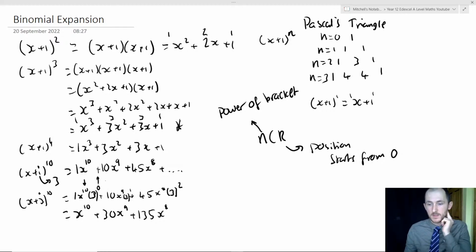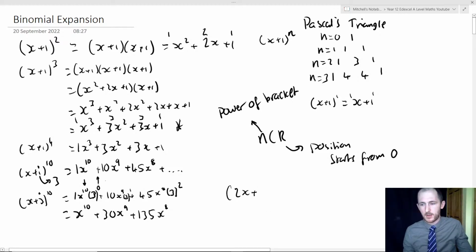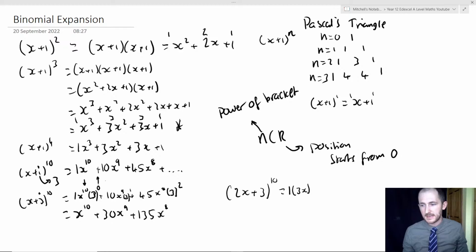And now you might also ask, well, what if it was a 2x? Not 2x just by itself, obviously, plus 3 to the power of 10. Well, then you're still going to have the numbers in front. But then, instead of x to the 10, it becomes 3x to the 10. So then you need to do 3 to the power of 10.